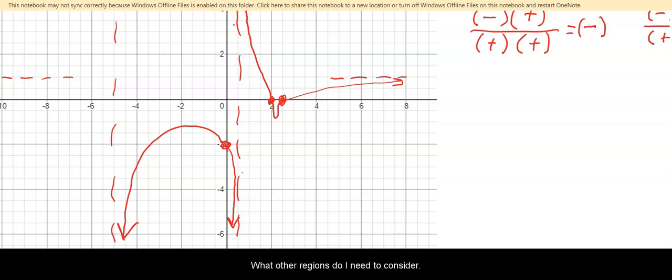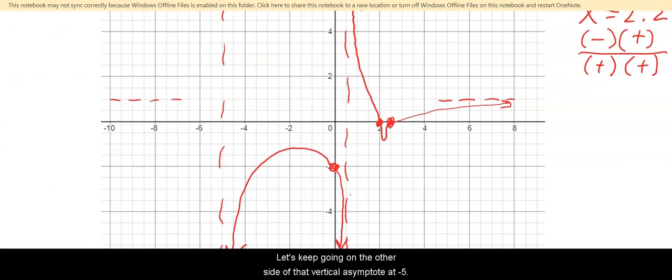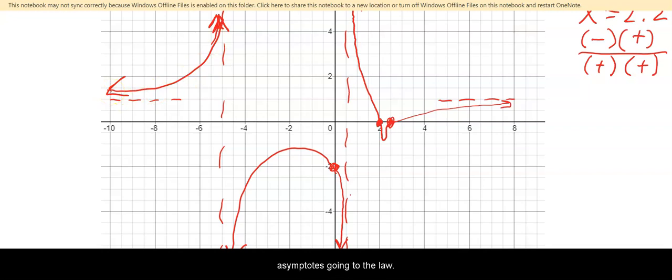What other regions do I need to consider? Let's keep going on the other side of that vertical asymptote at -5. If I'm down here, there's nothing else to break up the number line. I have to get close to this horizontal line at y equal to 1 and close to the vertical line at x equal -5. Whatever the graph does, it has to more or less do something like this, where it skims along the vertical asymptote going up and skims along the horizontal asymptote going to the left. That is a rough picture, very rough, of what it looks like.